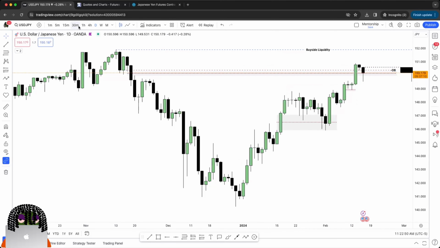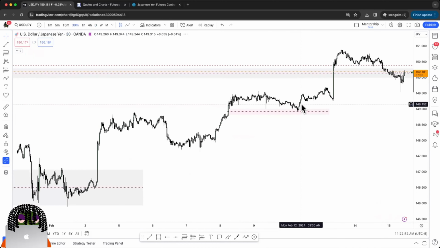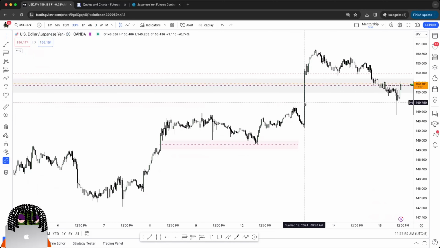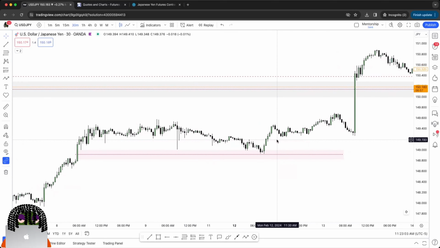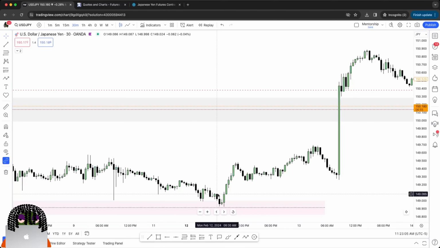What day was that? I think this was Tuesday. I was recording on Monday, and it never went where I wanted it to come. This was my setup right here. I wanted it to come down in this area, somewhere around here, and you can see it never traded there. It didn't even trade into here.